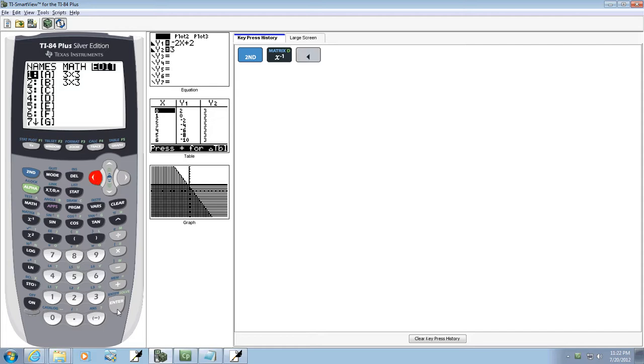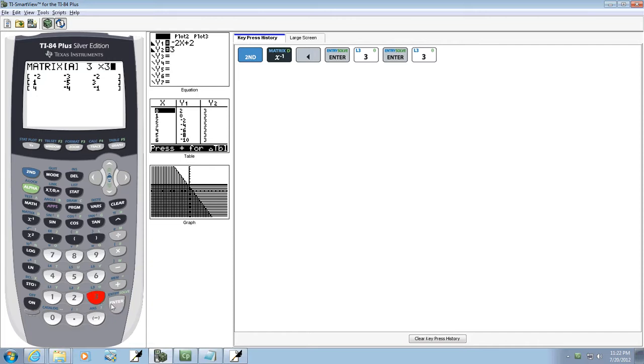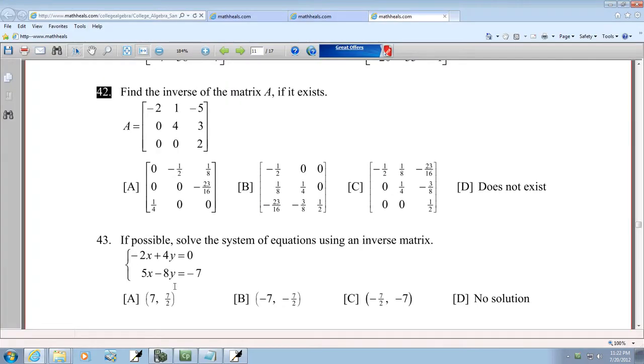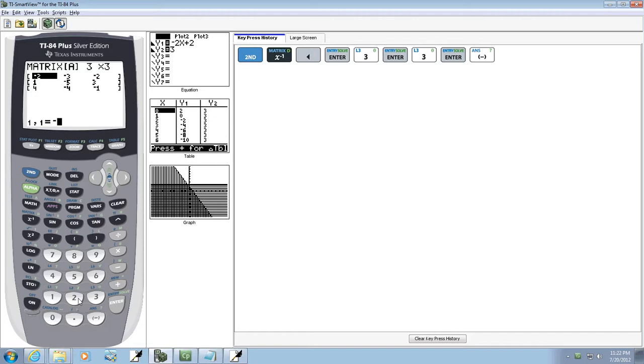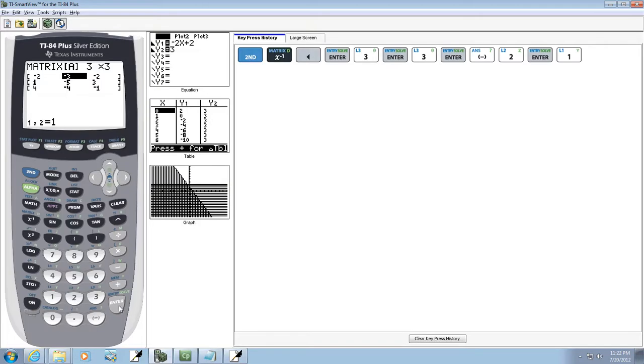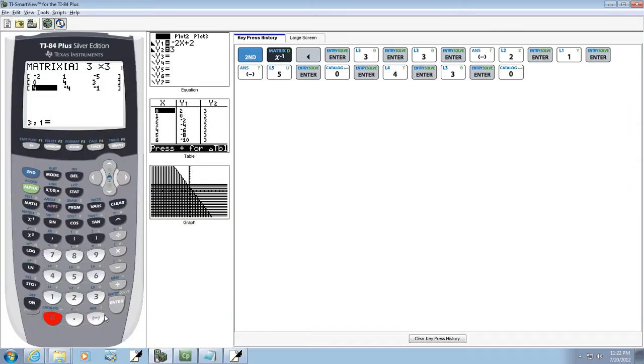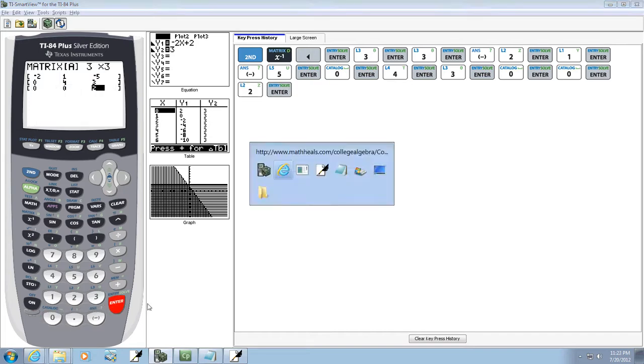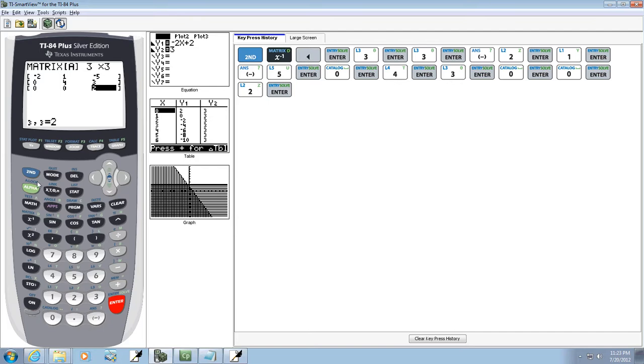Left arrow over to edit. Enter on A, it's a 3 by 3, so do 3 enter, 3 enter. And we got negative 2, enter, 1, enter, negative 5, enter, 0, enter, 4, enter, 3, enter, 0, enter, 0, enter, 2, enter. Then we'll exit out.